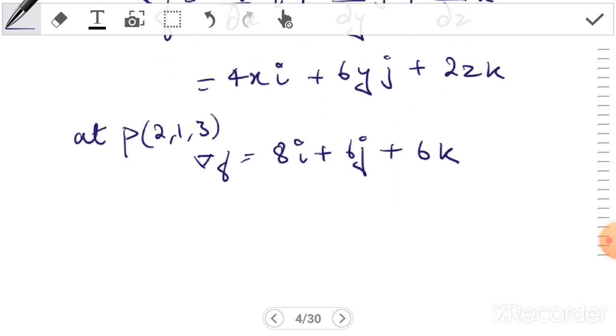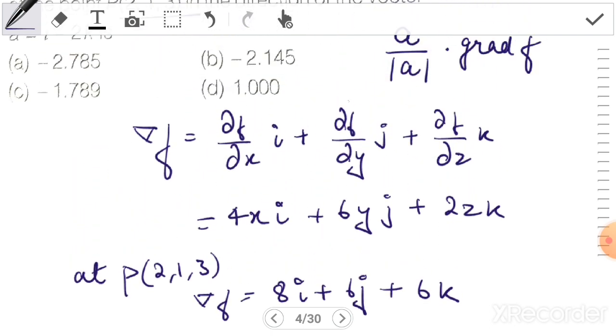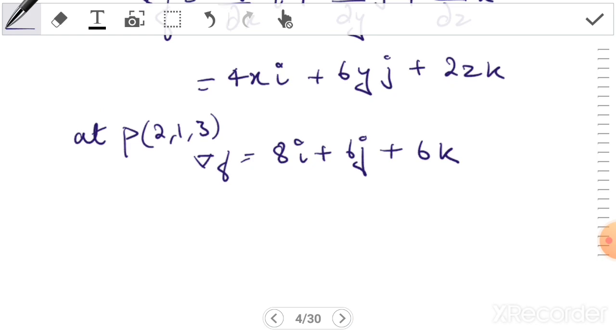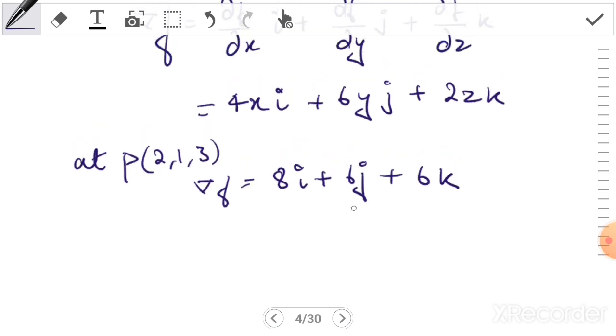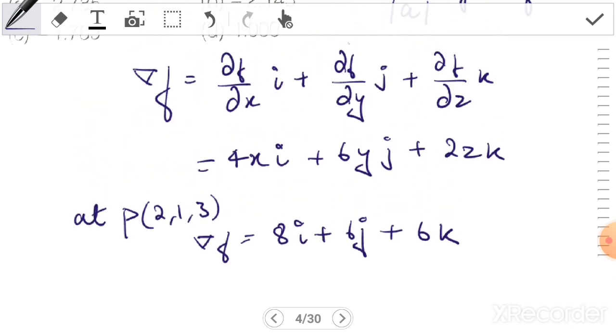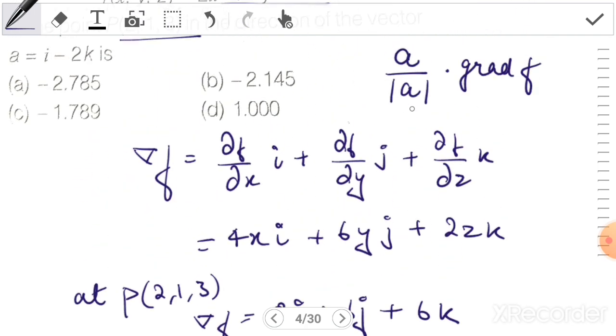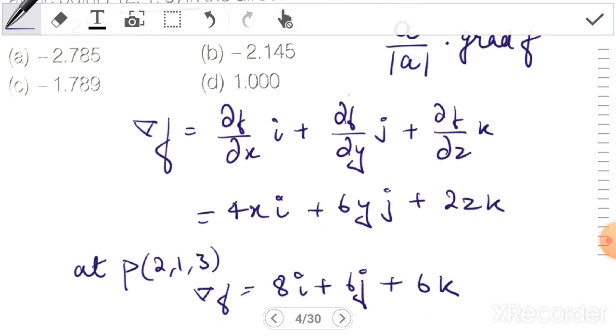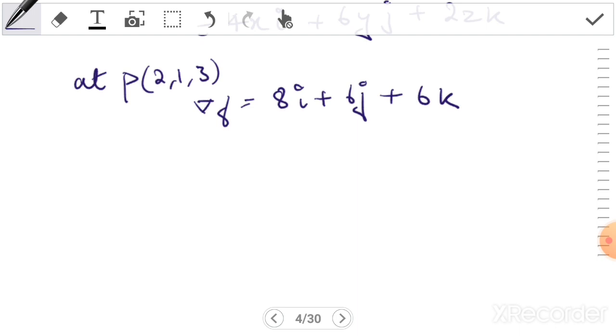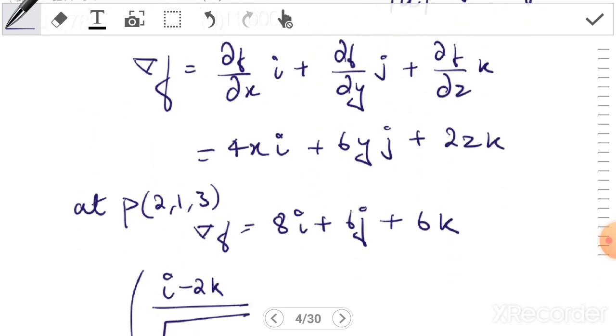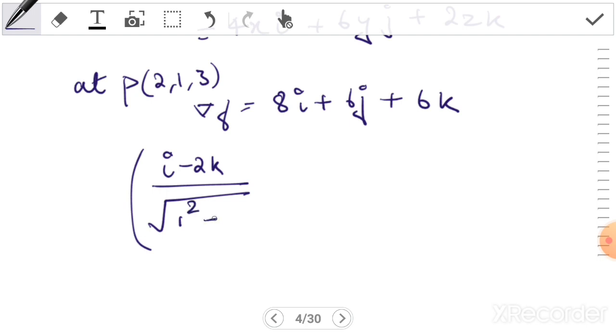So directional derivative of f in direction of vector A is nothing but the component of gradient f in the direction of vector A, which is given by A by mod A dot gradient f. So now we have the values. So i minus 2k over root under 1 square plus minus 2 square, dot 8i plus 6j plus 6k.